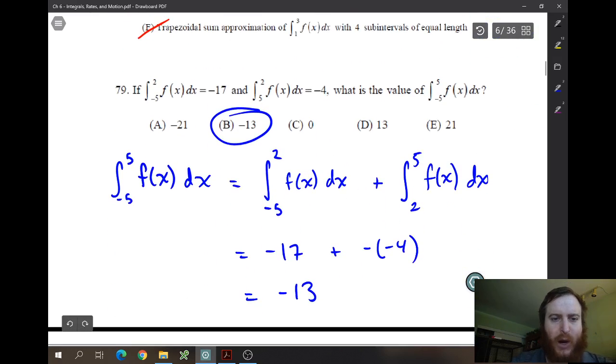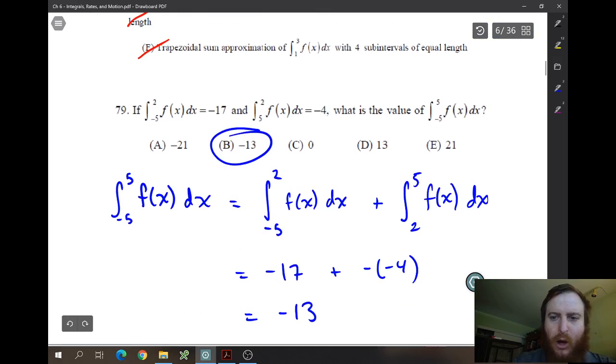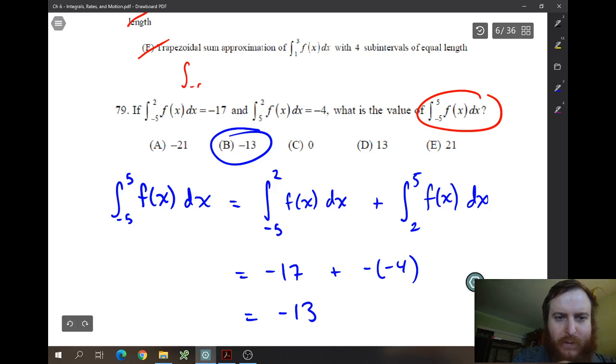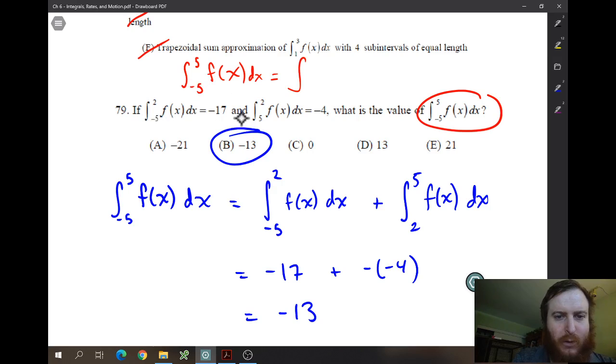Okay, next up we have a properties question. On these questions, I always go to what it's asking me for, and I write that first. So I just write out the integral from -5 to 5 of f of x dx. Then I look for an integral that starts off with -5 on the bottom. Do I have one? I do, so I'm going to do that one from -5 to 2.